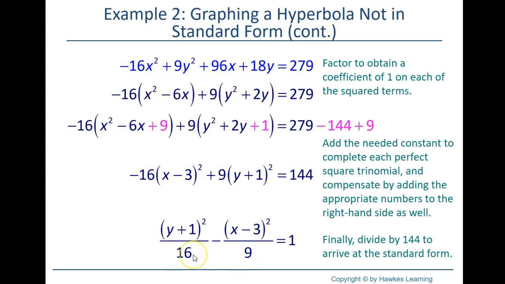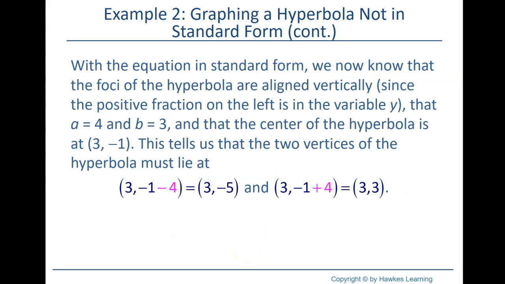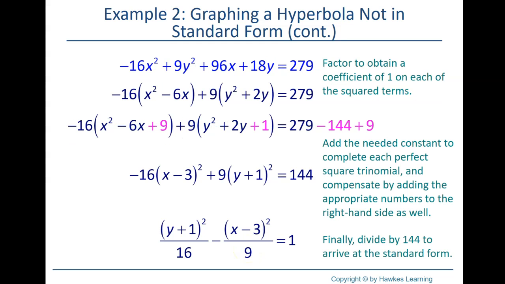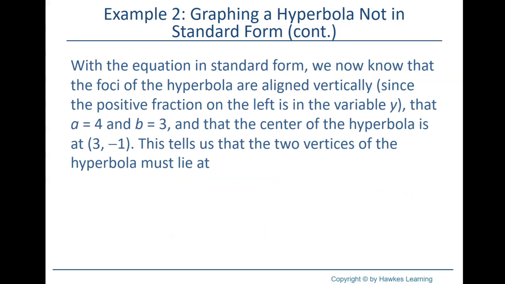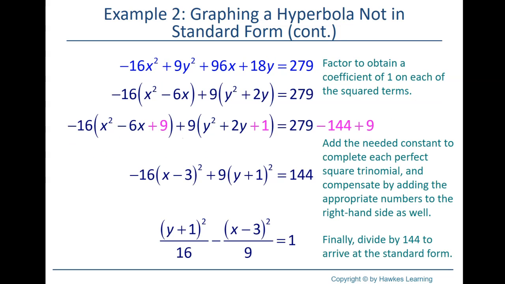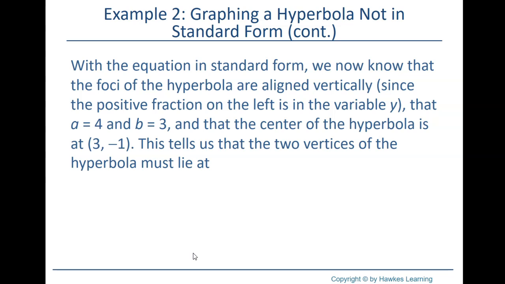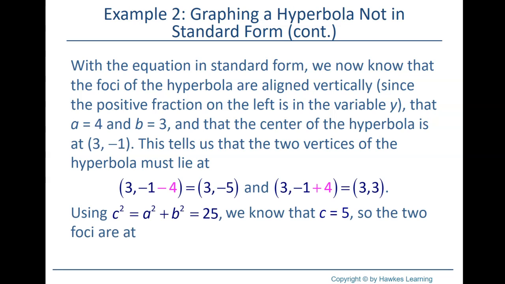So when we do our asymptotes, we're going to have the plus and minus 4 over 3 when we do those. Okay, so there's our center, positive 3, negative 1. All right, and then our foci, if we add these two, we get 25. So that's c squared, so that means that c is going to be 5.